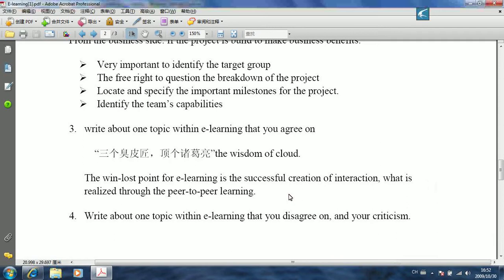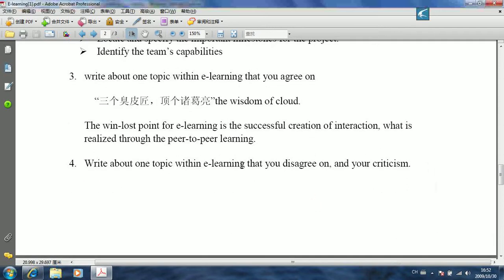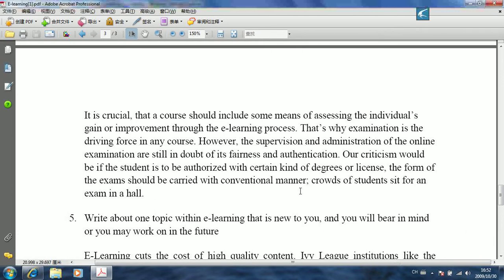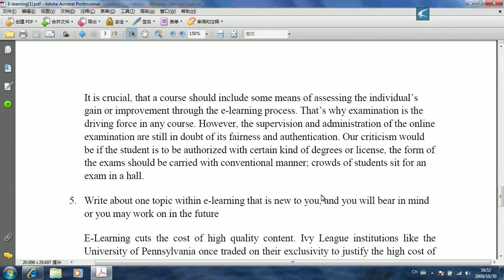The fourth is to write one topic within e-learning that you disagree on, without criticism. I think it is very crucial that a course should include some means of assessing the individual's gain or improvement through the e-learning process. So, in short, that is why examination is the driving force for any course.